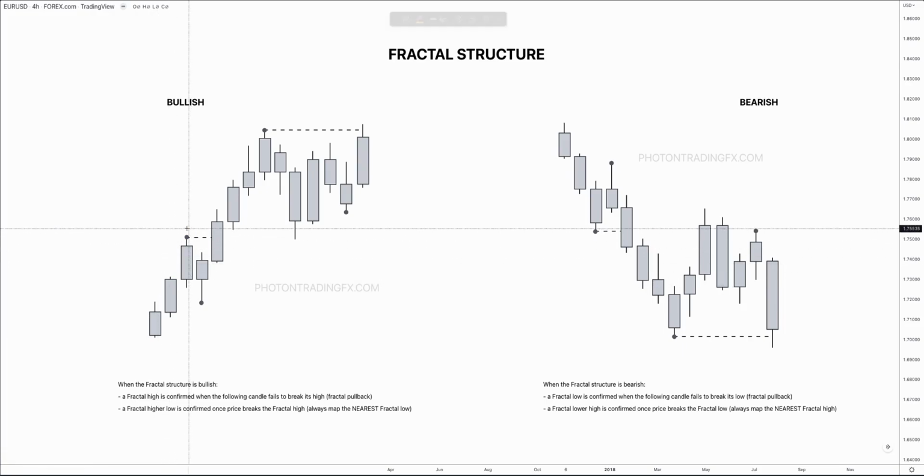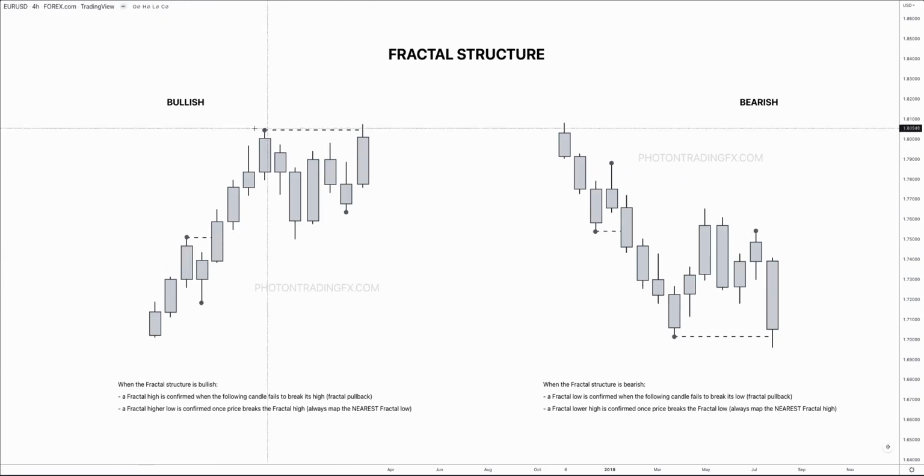How we then define and look for where that fractal high is, we can draw it out and we can draw the line across when we want to define the current active fractal high. We have to wait for the first candle to fail to break its high, because that then essentially means we get a fractal pullback, okay?